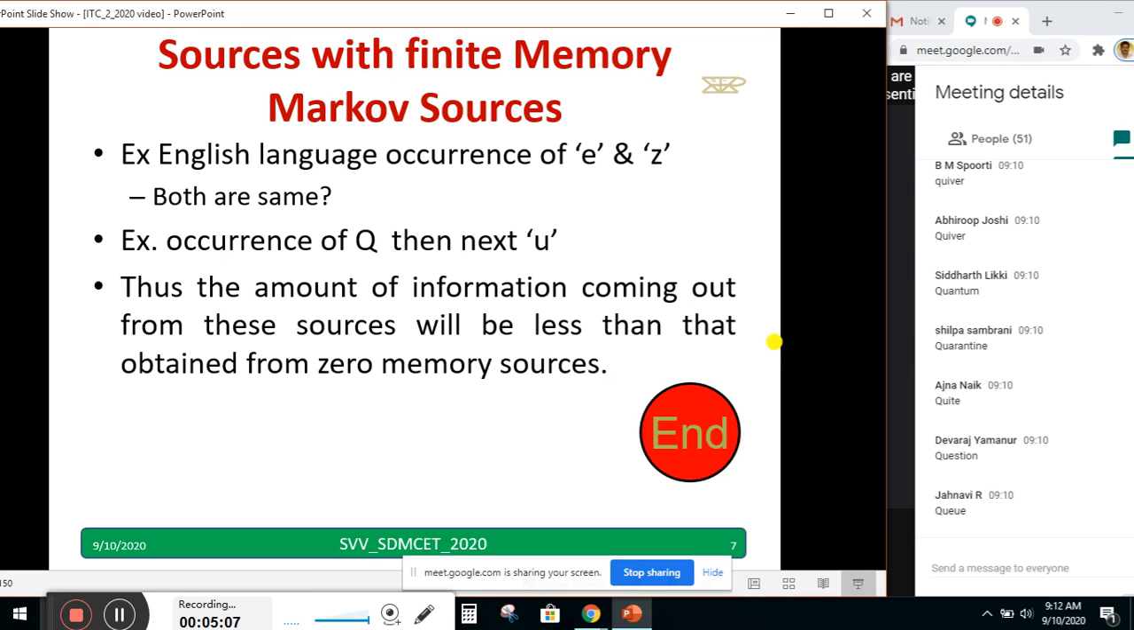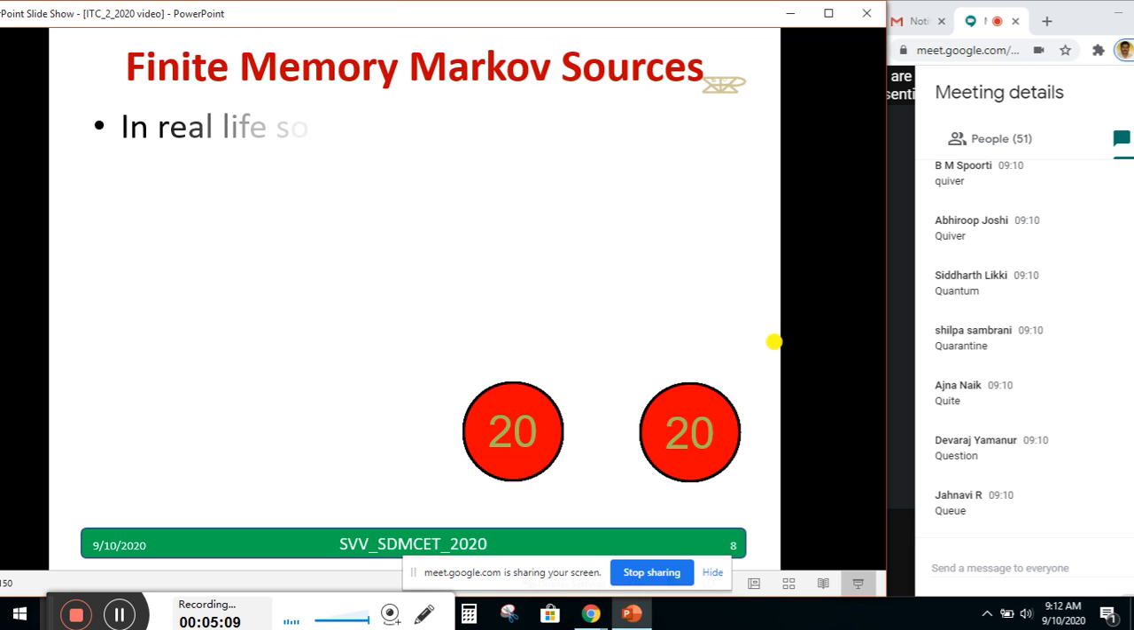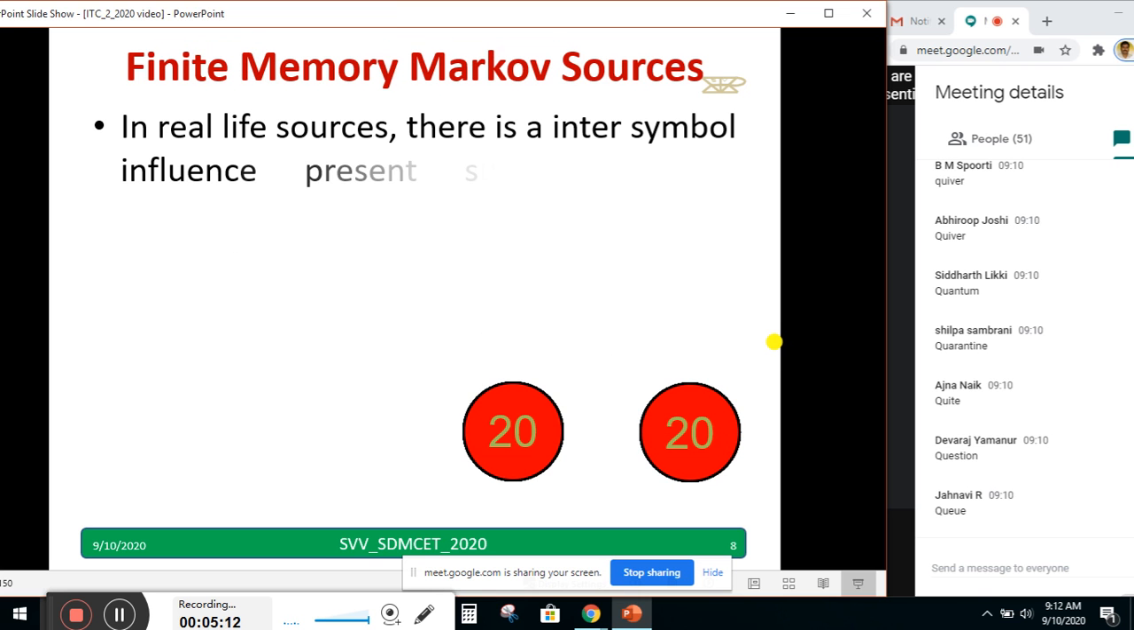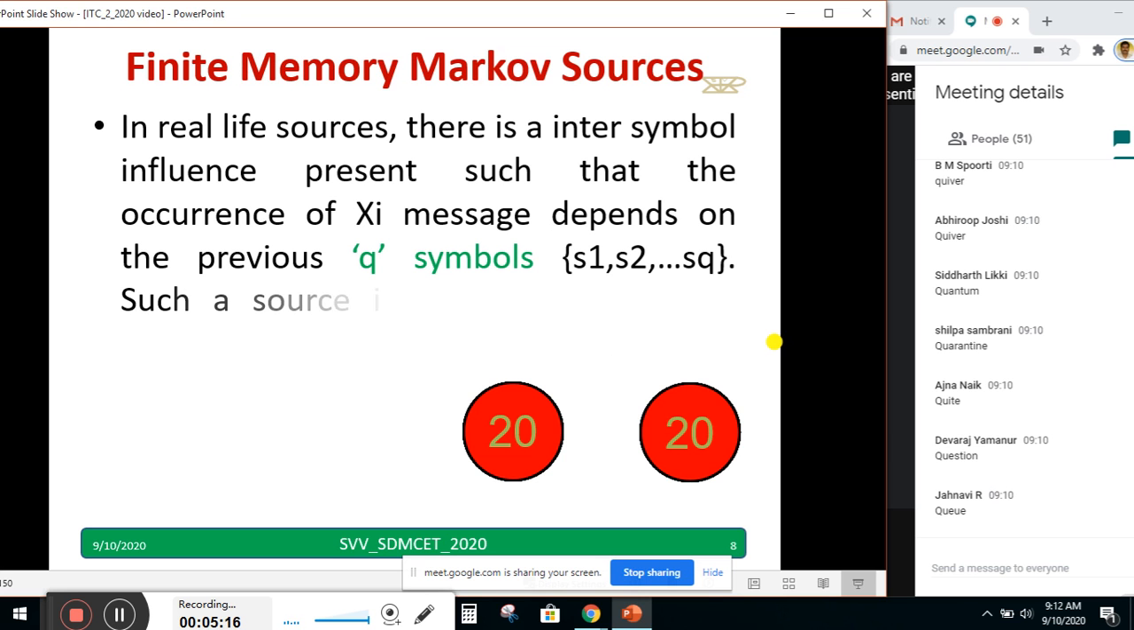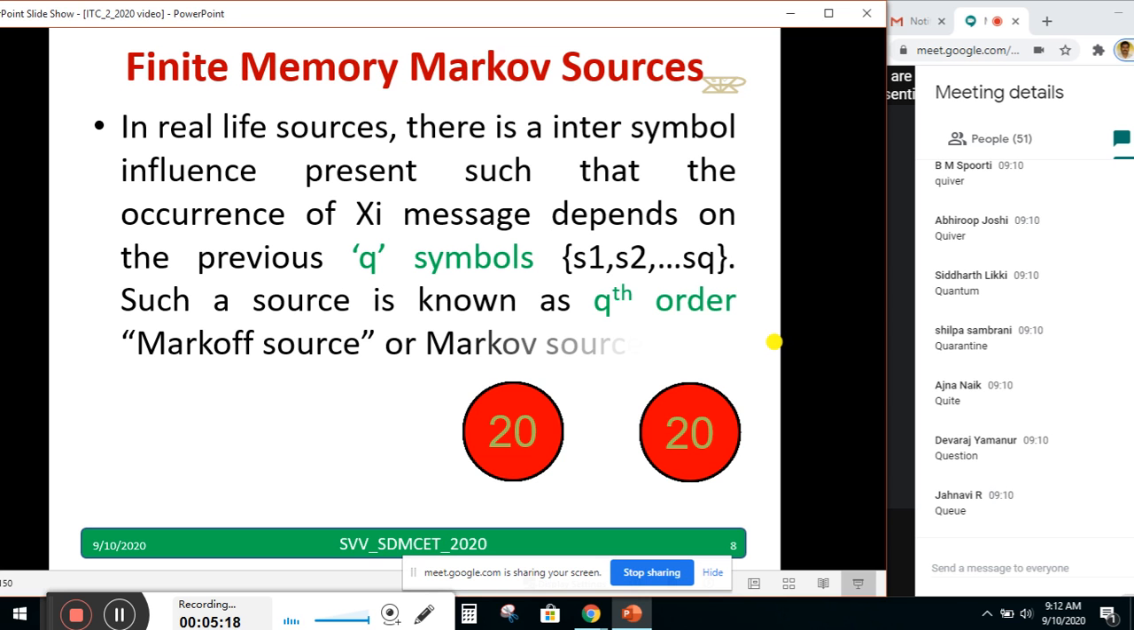Finite memory. In real life sources, there is an inter-symbol influence such that the occurrence of the present symbol depends on previous q symbols. I repeat, the occurrence of the present symbol depends on previous q symbols, S1, S2 up to Sq. Such a source is known as a qth order Markov source.